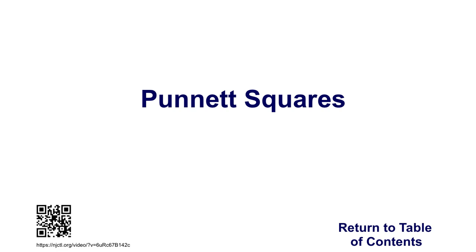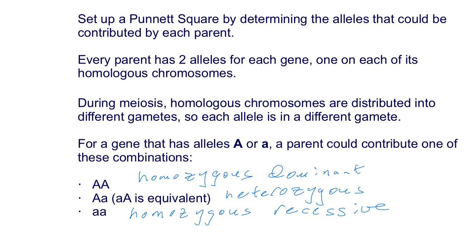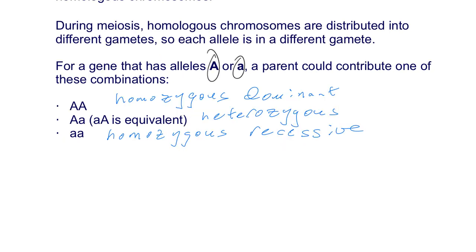We're now going to talk about Punnett squares. I kind of brought those up already. Here again we're reviewing the different kinds of genotypes. The lowercase letter represents the recessive allele, and the uppercase letter represents the dominant allele. Homozygotes could be either homozygous dominant, two dominant alleles, or homozygous recessive, two recessive alleles.